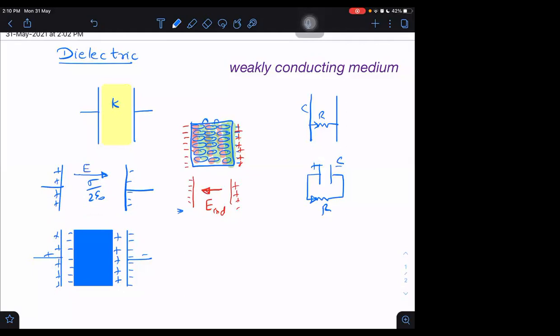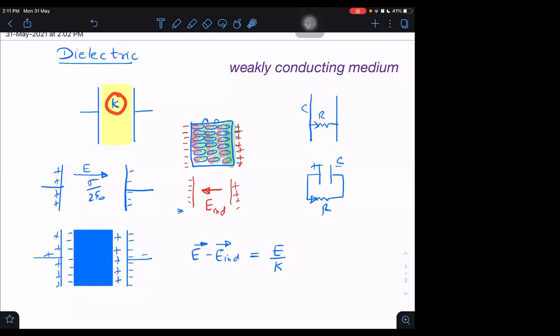What will be the field in the dielectric? Guess it now. Will it not be E minus E induced, because these are in opposite directions? Yes, sir. But we already know that this actually happens to be equal to E divided by K, where K is the dielectric constant. What is K? K is the dielectric constant.